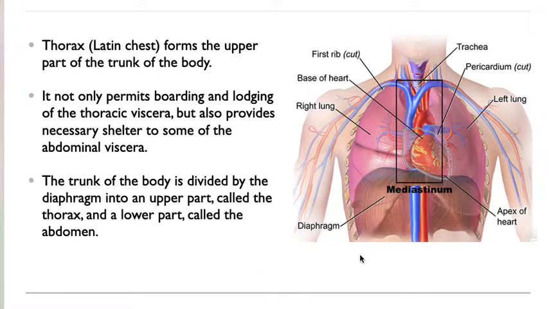Now, what is thorax? Basically, it is the chest forming the upper part of the trunk of the body, not only permitting the housing and the lodging of the thoracic viscera, but also providing necessary shelter to some of the abdominal viscera as well. The trunk of the body is divided by the thoraco-abdominal diaphragm into an upper part called the thorax and the lower part called the abdomen.